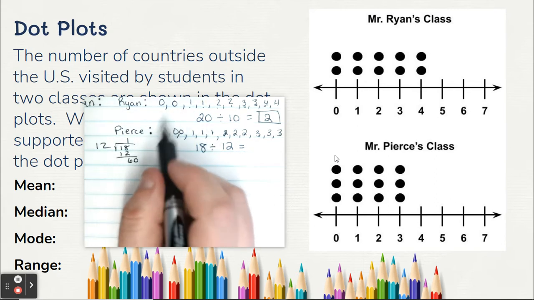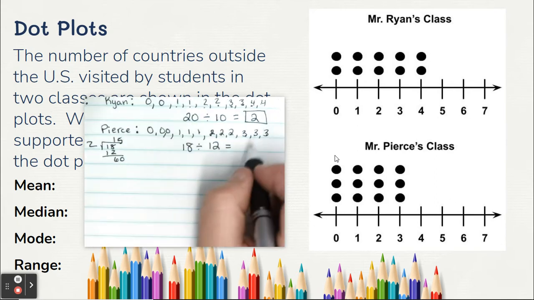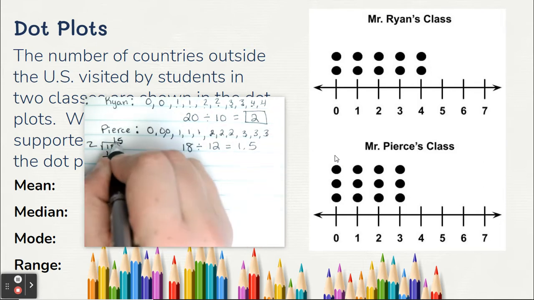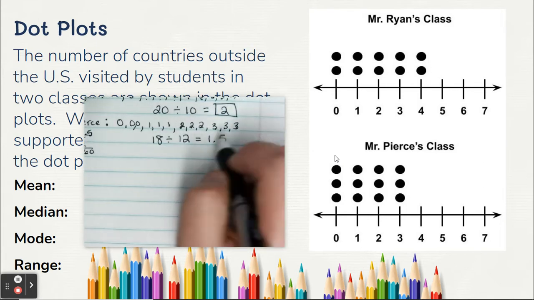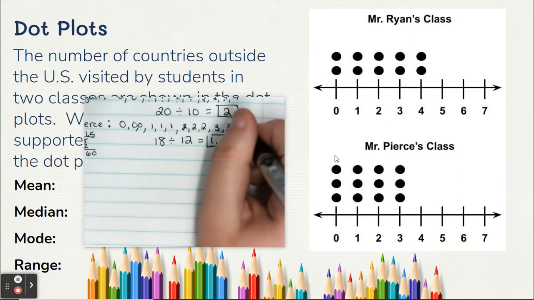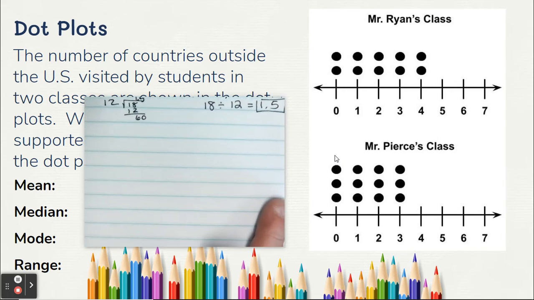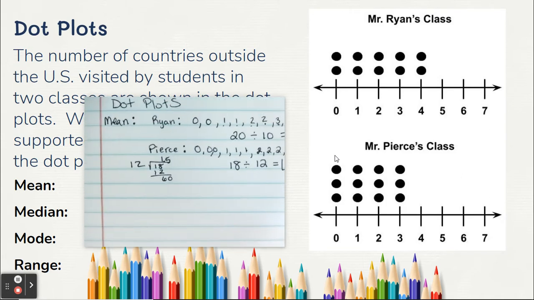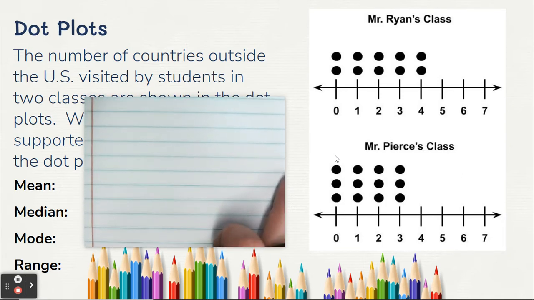12 goes into 65 times. So it's going to be 1.5. Okay, so my mean of Miss Pierce's class is 1.5, which means the mean in Mr. Ryan's class is bigger than Mrs. Pierce's class. Okay, so that was the mean. So let's find the median now.